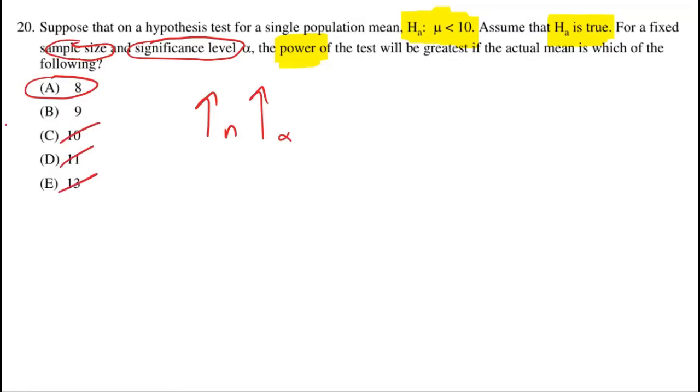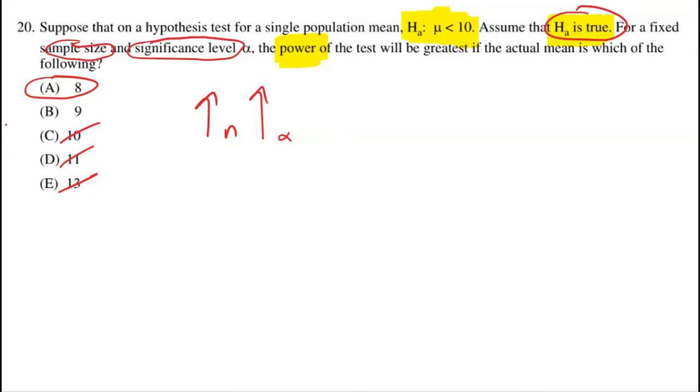13, 11, and 10, I certainly don't want to choose because, again, it says right here the alternative is true. If the truth is 10, 11, or 13, then the alternative is actually not true. Now, 9 is also less than 10, but 8 is more less than 10, if that makes sense, right? And when the truth is way less than our null hypothesis, then we have more power to hopefully see that. So bigger sample size gives more power. Increasing your significance level gives more power.